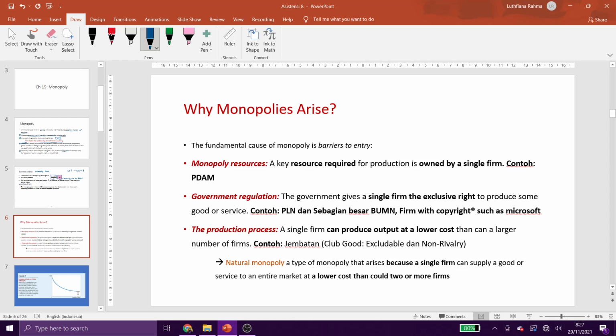And then the third is the production process. Why is it so difficult to enter a monopoly market? Because usually the existing firm can produce output at a lower cost than a larger number of firms can. Here we call it a natural monopoly. A natural monopoly is a firm that is a monopoly by its nature. It is a type of monopoly that arises because a single firm can supply a good or service to an entire market at a lower cost than could two or more firms.